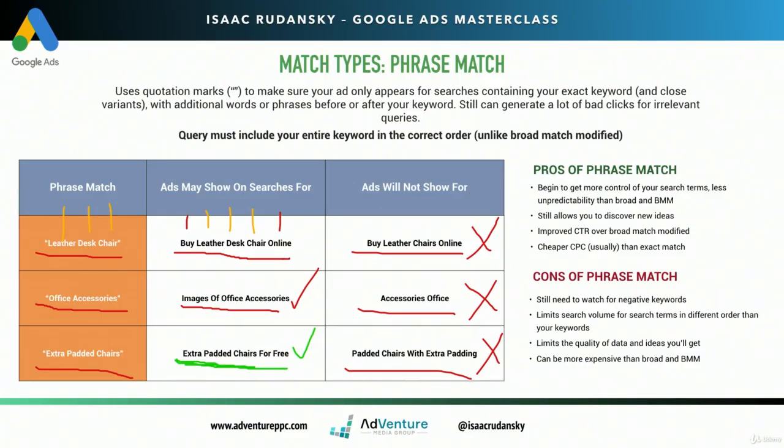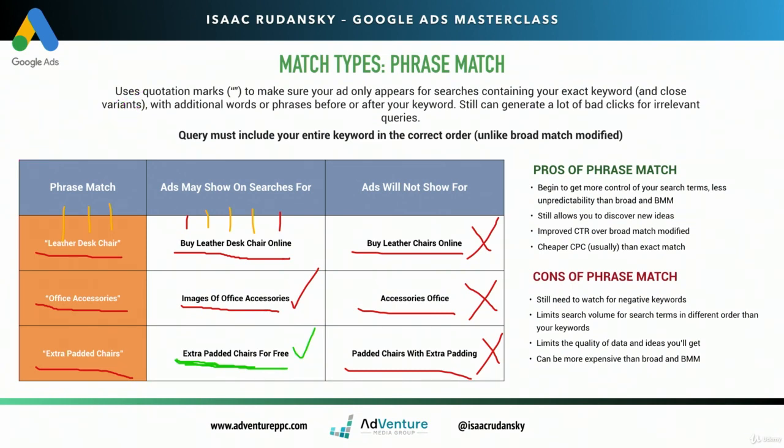It limits the quality of data and ideas you'll get. With phrase match, you're not getting as many ideas, especially when you start off. So if you're building a new campaign from scratch, limit your use of phrase match. Your campaign should probably be something like 80% broad match modified and 20% phrase and exact. That's my guideline for that.